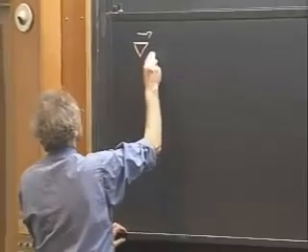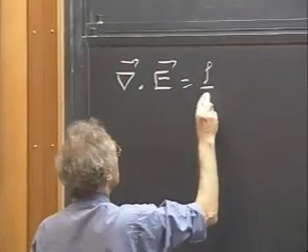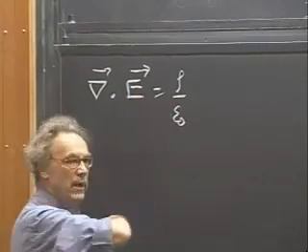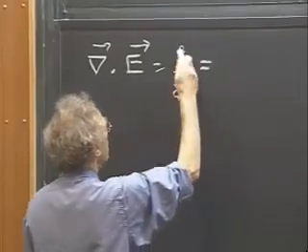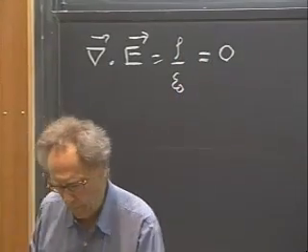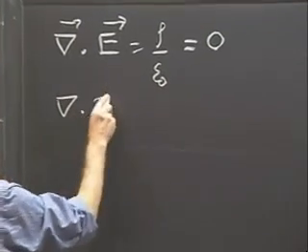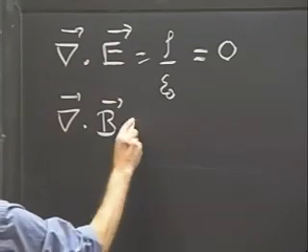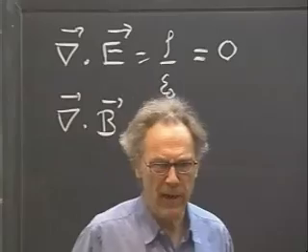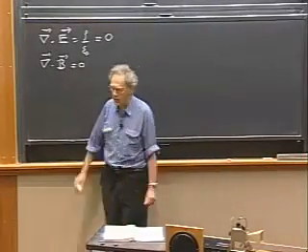The divergence of E equals rho divided by epsilon 0, Gauss's law. In vacuum, there is no charge density, so this is 0. Then we have the divergence of B. That is 0. If one of you ever discovers a magnetic monopole, you would not only get the Nobel Prize, but then the divergence of B would not be 0.